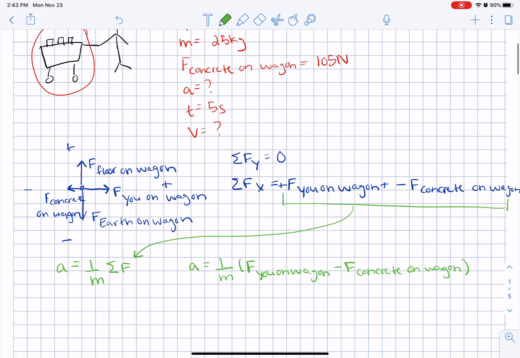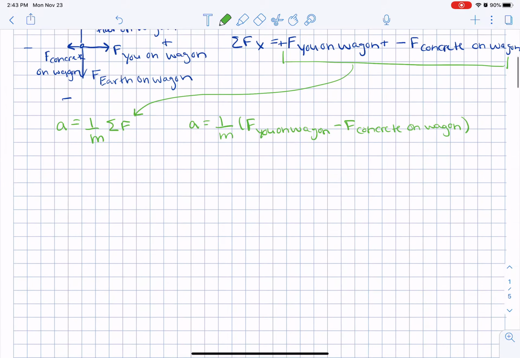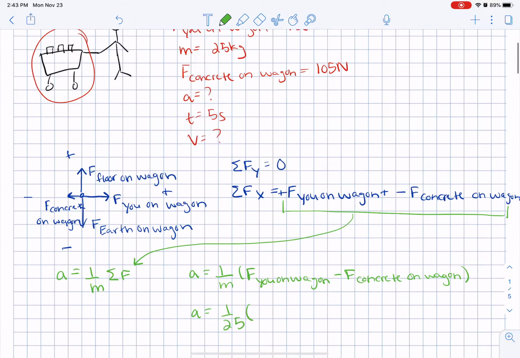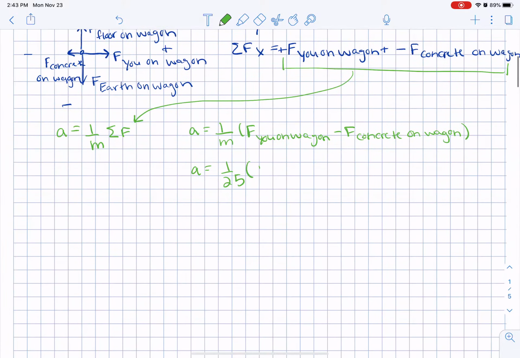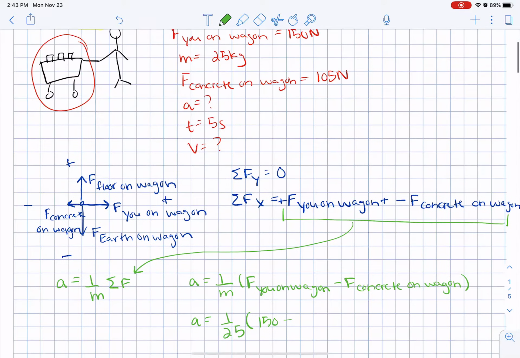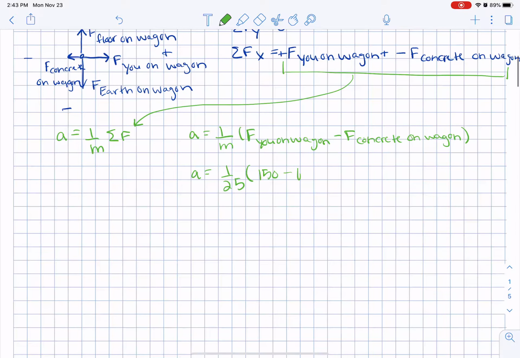Okay, so plugging in, I know the mass is 25. The force of you on the wagon is 150 minus the force of the concrete on the wagon is 105. And now let's do some math. So we have acceleration is 1 over 25 times 150 minus 105, which is 45. And 45 divided by 25 is 1.8. And my units are meters per second squared.